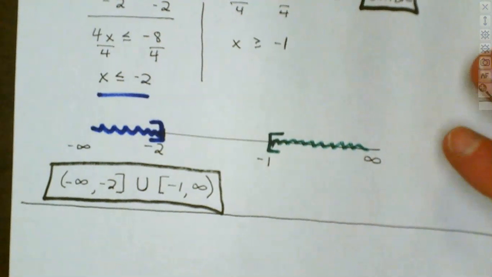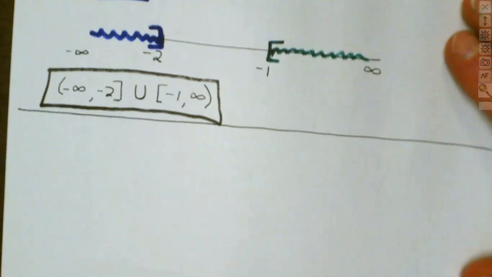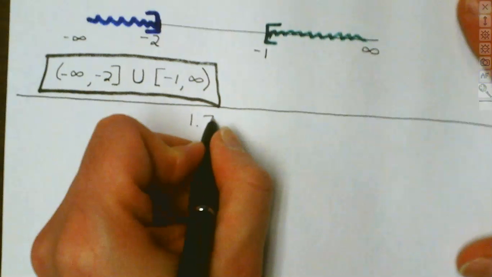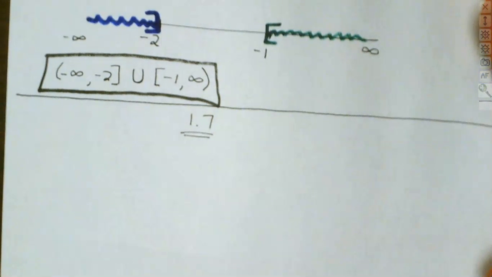We'll go ahead and cover a little bit out of 1-7, take a break, come back, and finish it up. 1-7 is going to take us a little bit of time to go through. And 1-7 is absolute values.